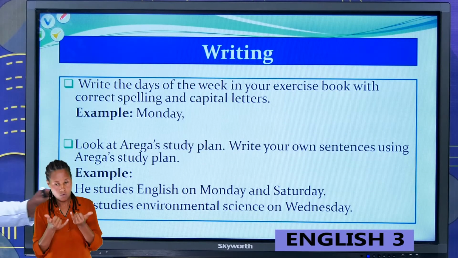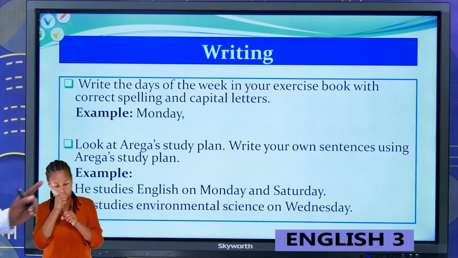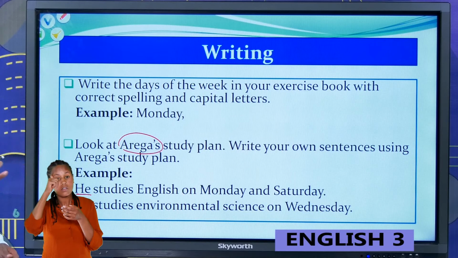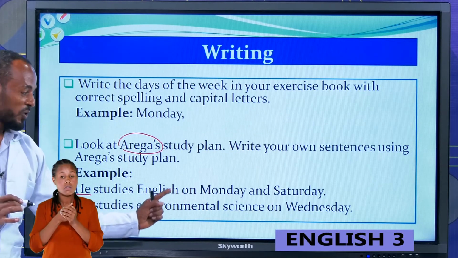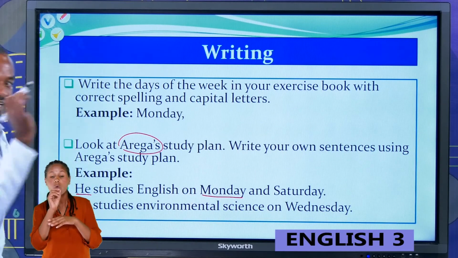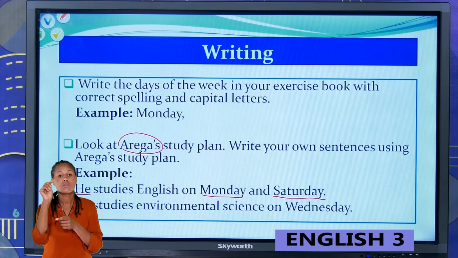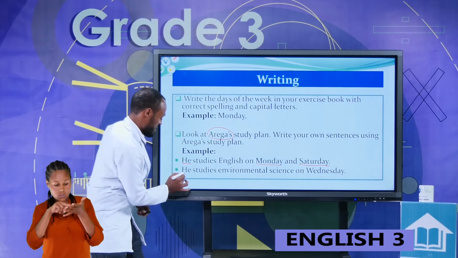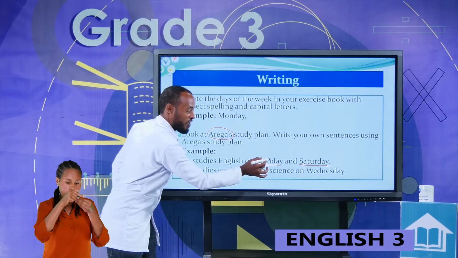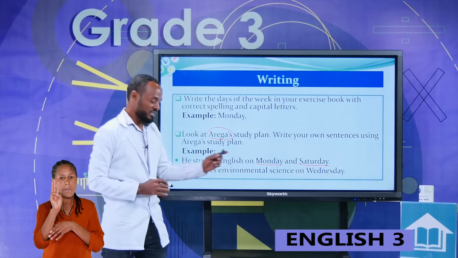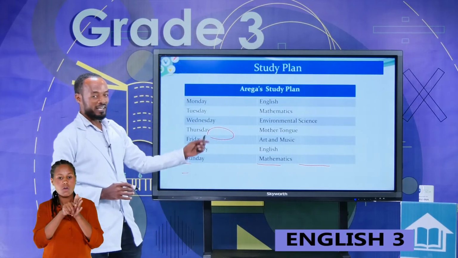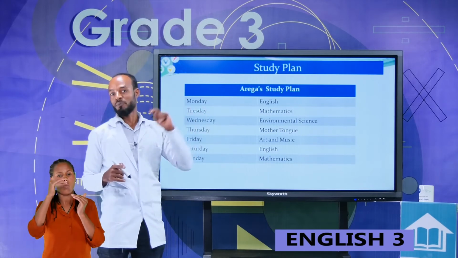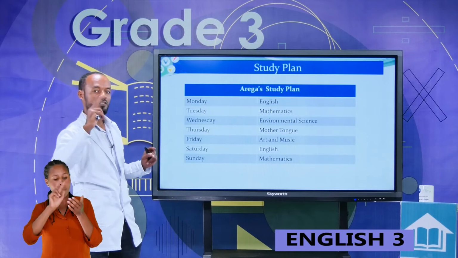Now, we are going to write sentences. Here, he studies, who is he? Araga. Araga studies English on Monday and Saturday. On Monday and Saturday. Clear? He studies environmental science on Wednesday. According to this example, let me give you the chance to write three or more sentences about Araga's study plan. You have 2 minutes to write 3 to 5 sentences. Do it.